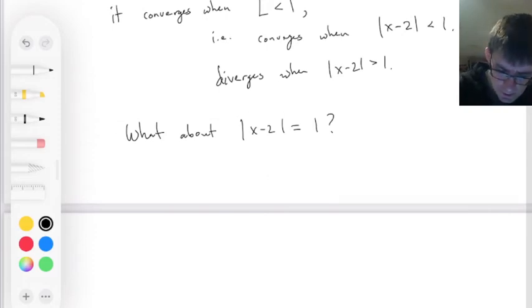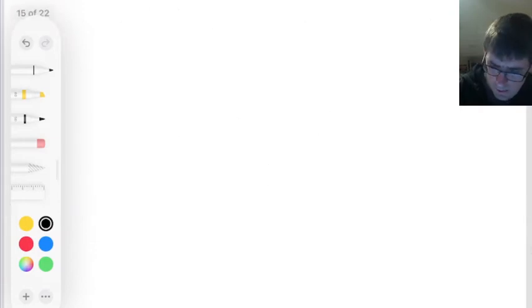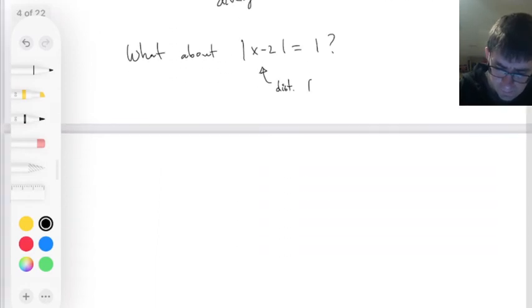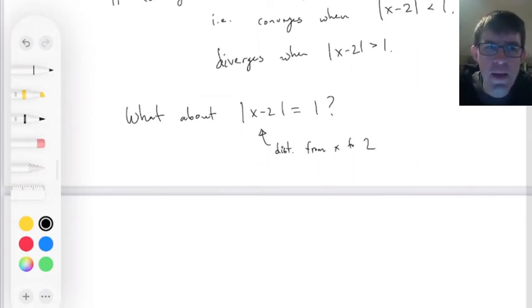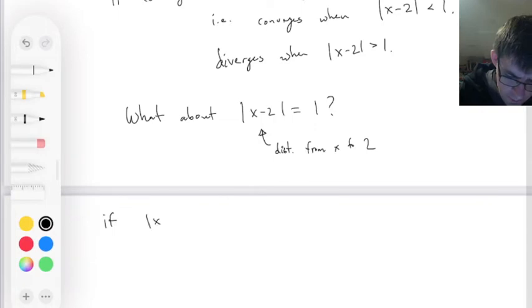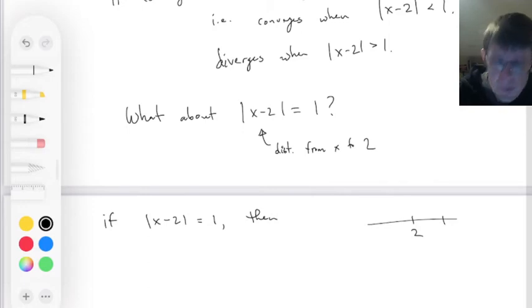The way to think of this is the distance from x to 2. That's how it is most convenient to think of absolute value x minus 2. At least at this point, it's helpful to think of this as the distance from x to 2. And what if the distance from x to 2 is 1? So if this equals 1, then there are two possibilities for what x could be. We're saying 2 is here, and x is one unit away from 2. It's either 1 or 3, right? Then x equals 1 or x equals 3.